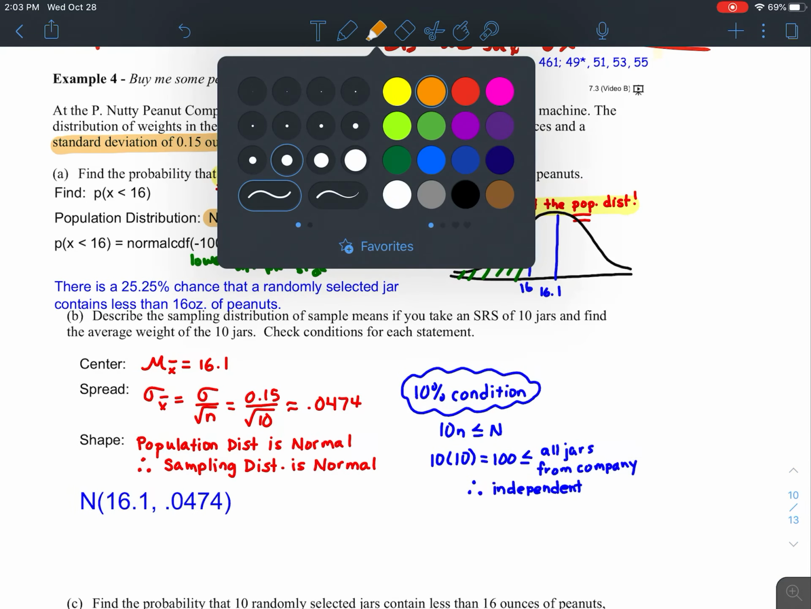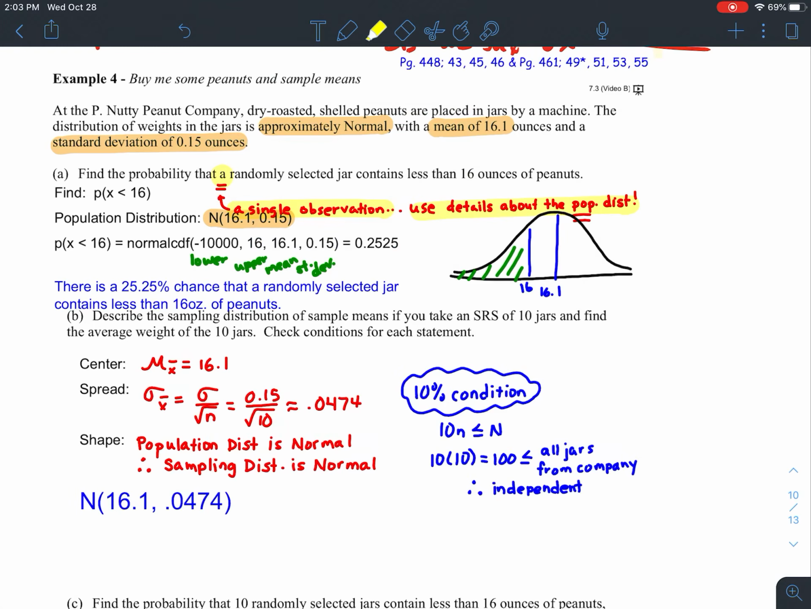Okay, now if we were to look at part B, here they're asking us first to describe the sampling distribution of sample means if you were to take simple random samples of size 10 jars and find the average weight of the 10 jars. We're supposed to check our conditions for any of these that we need to check conditions for. So we're going to say what the center is of the sampling distribution, which should be right in line with the center for the population mean.